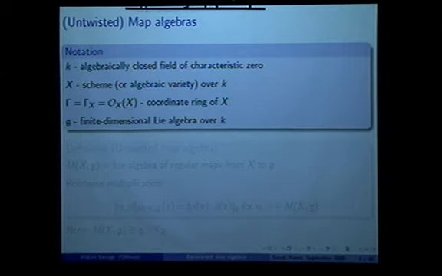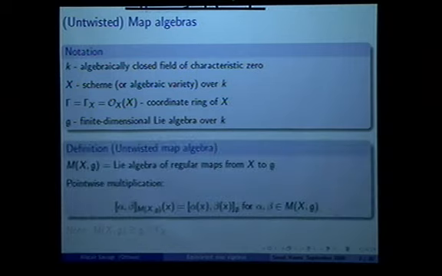The map algebra, or the untwisted map algebra, is just the Lie algebra of regular maps from this variety or scheme to our Lie algebra, with pointwise multiplication. So that's a map algebra, a geometric way of thinking about it. You can also think about it in a more algebraic way: this map algebra is just g tensor this coordinate ring. In Vajanthi's talk, she discussed g tensor A, these types of Lie algebras, and this is essentially the same type of description, just g tensor some coordinate ring.